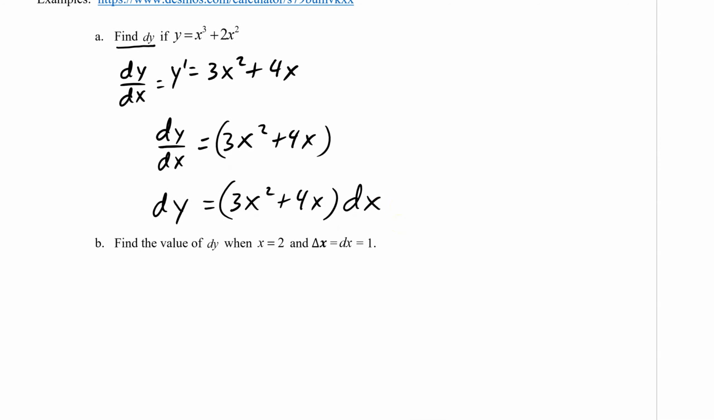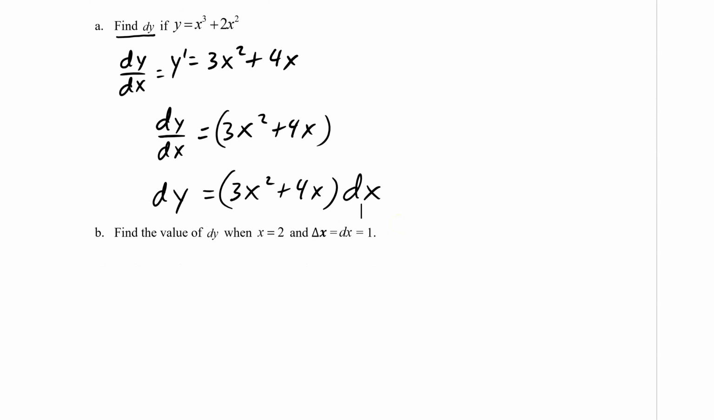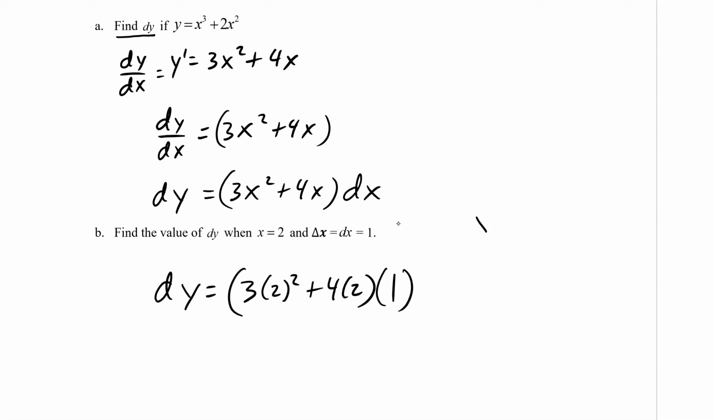The question now is, find the value of dy when x is 2 and the change in x is 1. So all you have to do is plug those values in. So we plug in 2, and then our dx, which is our change in x, is 1. So that means we're going from x equals 2, and then we're going to have a change in x of 1. So we're going to go from x equals 2 to x equals 3. And we want to see how is our y changing.